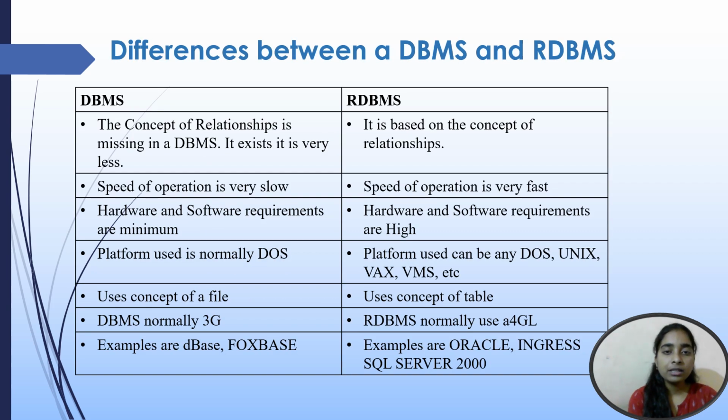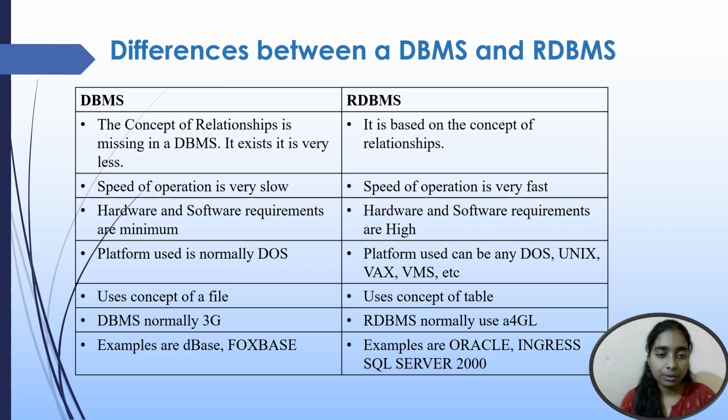Here we can see the differences between DBMS and RDBMS. Firstly, in the DBMS, the concept of relationship is missing or exists very little, but the RDBMS is based on the concept of relationships. In the DBMS, speed of operation is very slow, but it is very fast in the RDBMS. Hardware and software requirements are minimal in the database management system, but high in the relational database management system.